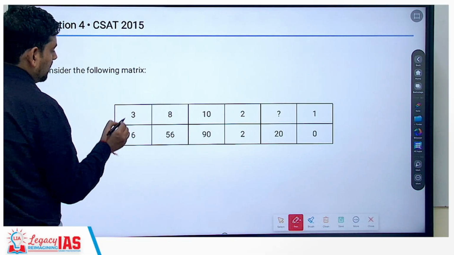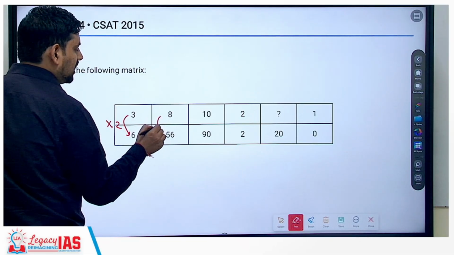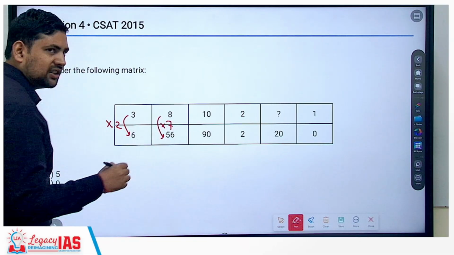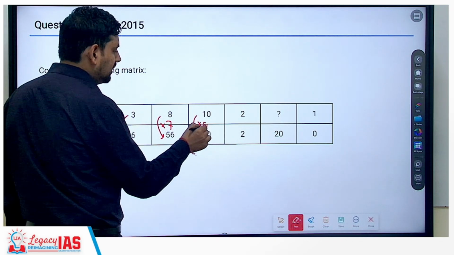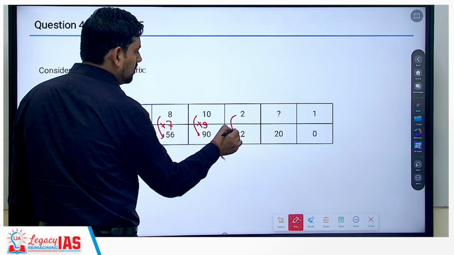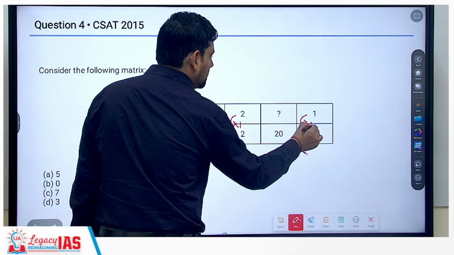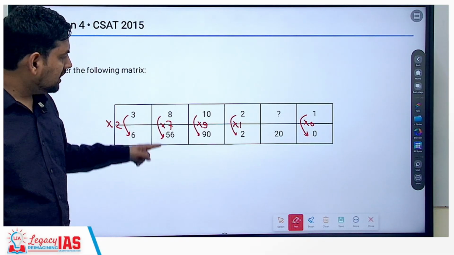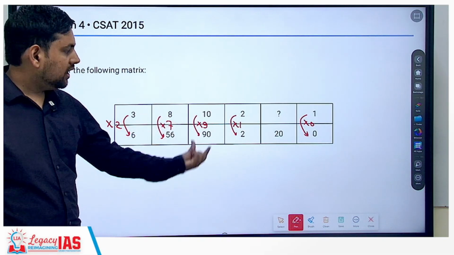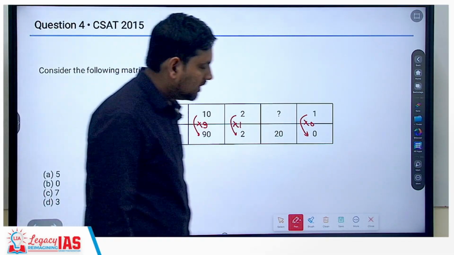Okay. So this 3 to 6. How do you get 3 to 6? Into 2. 8 to 56. How can you get it? Into 7. 8 sevens are 56. Then 10 into 9 gives you 90. Then 2 into 1 gives you 2. Similarly, 1 into 0 will give you 0. Why I took multiplication only? Because if you see, these are all in tables of the number above them. Correct?